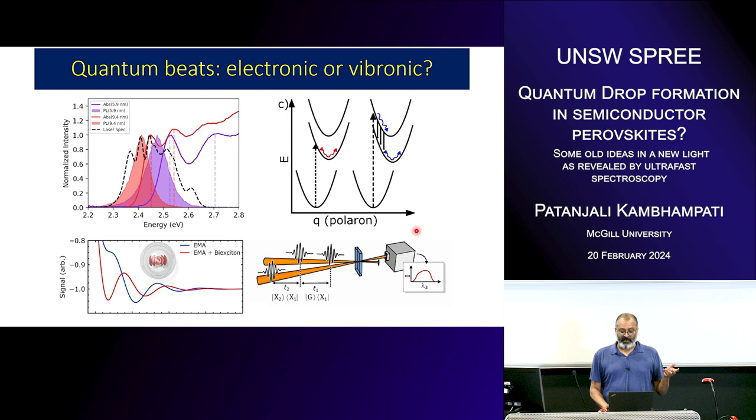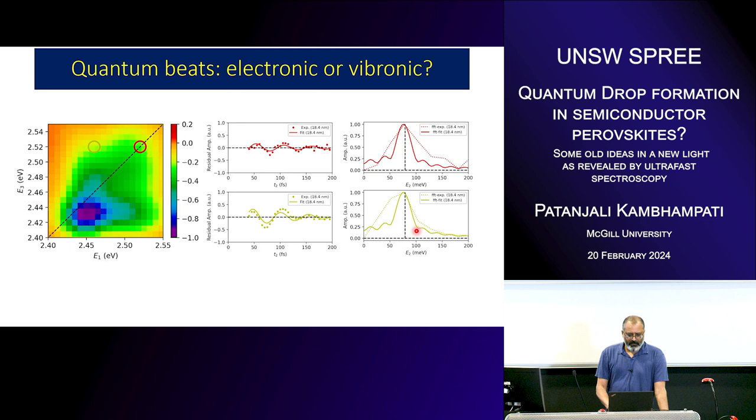So what we did is to say, you can see a 2D spectrum, you can pick a point here, and say, how does the signal change with time? It oscillates. Fourier transform, make a peak. So we see oscillations, but those oscillations are not at the oscillation frequency of a vibration, but they're exactly at the oscillation frequency of that peak splitting into a doublet. So that oscillation frequency creates an electronic wave packet, but there's a weird thing that's happening.